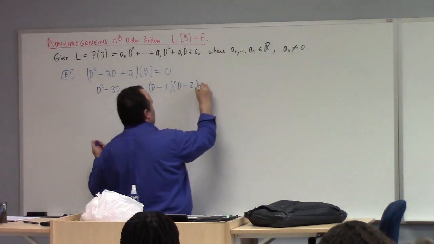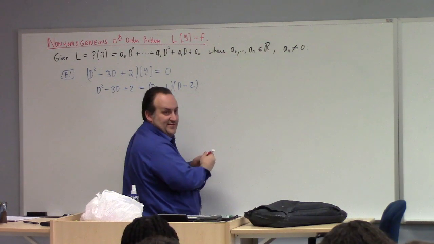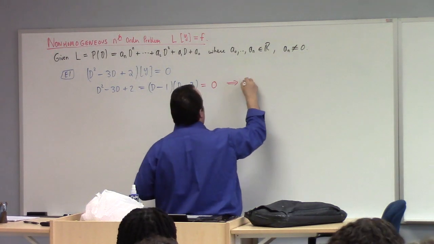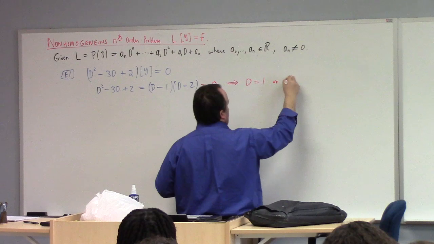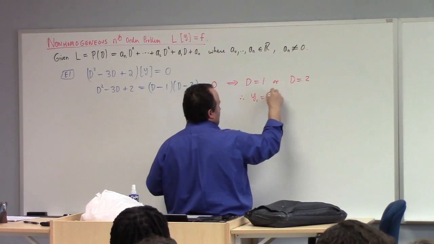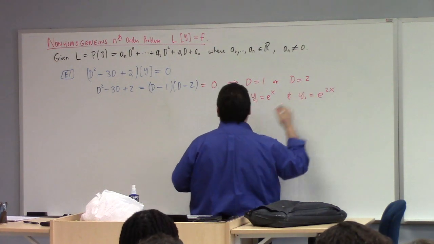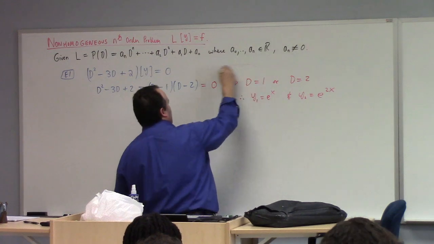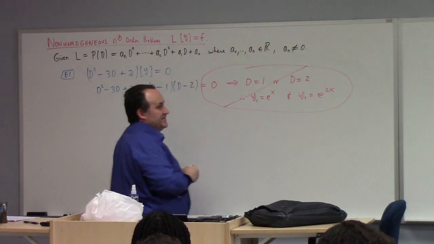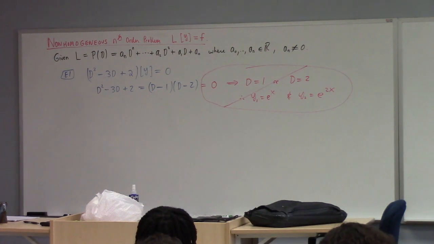And I might then say, I'll write the offensive part in red. I might say, oh, this equals 0. So that tells me that D equals 1 or D equals 2. Therefore, I get y1 is e to the x and y2 is e to the 2x. See this? Everything I just wrote in red, I must not write, because this is complete and total nonsense.